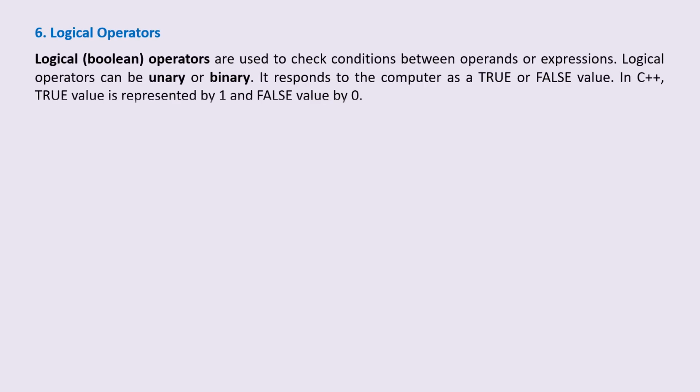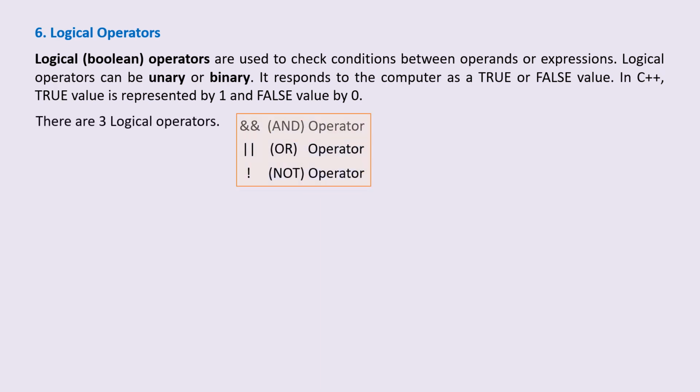Logical, or the Boolean operators, are used to check conditions between operands, or expressions. Logical operators can be unary or binary. They respond to the computer as a true or false value. In C++, as we already know, true value is represented by 1, and false value by 0. There are three logical operators: the AND operator, the OR operator, and the NOT operator.